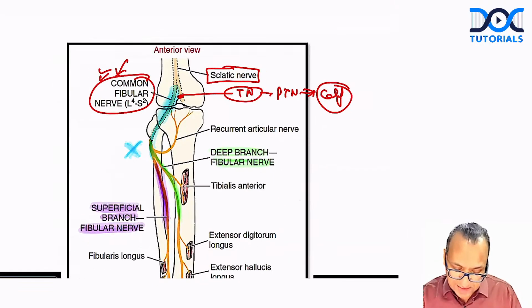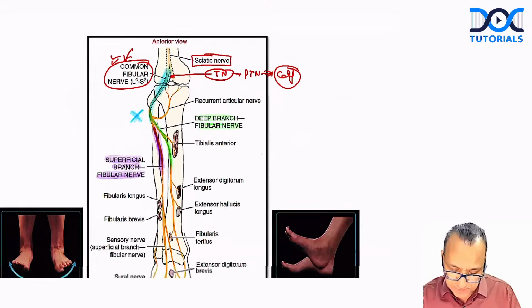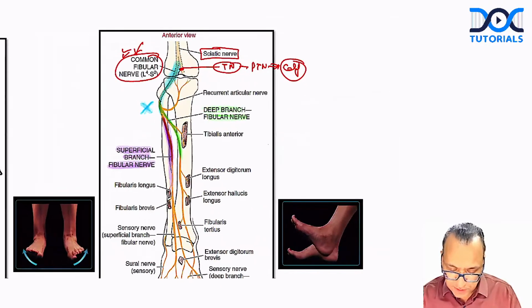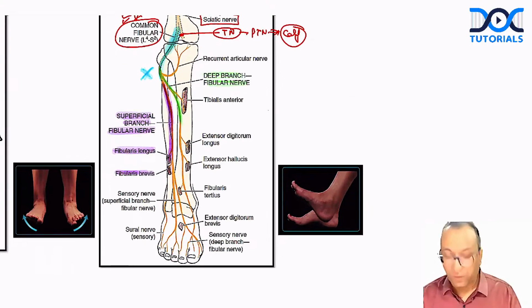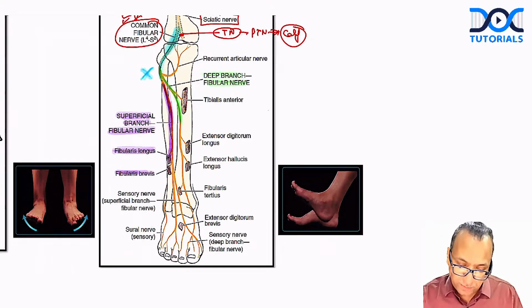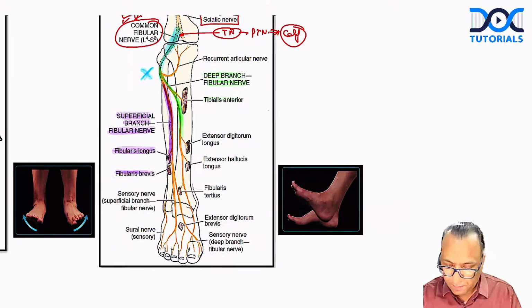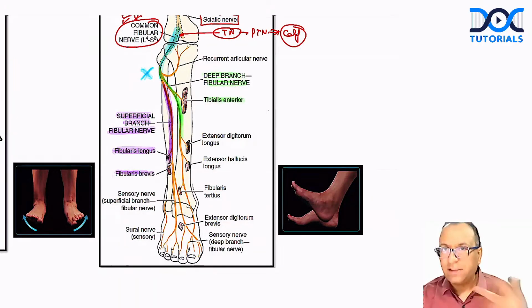So as you follow the superficial peroneal nerve, what are the 2 muscles it is supplying? Peroneus longus and peroneus brevis, and then it will supply most of the skin on the dorsum of the foot. Okay, what about the deep fibular nerve? As you are following the deep fibular nerve or deep peroneal nerve, it is supplying tibialis anterior. Anterior Tom, Dick and Harry.